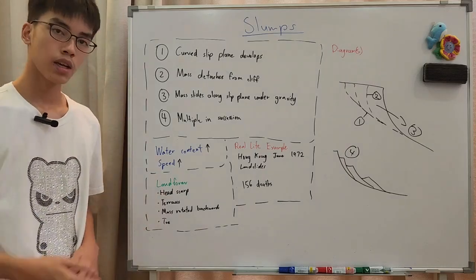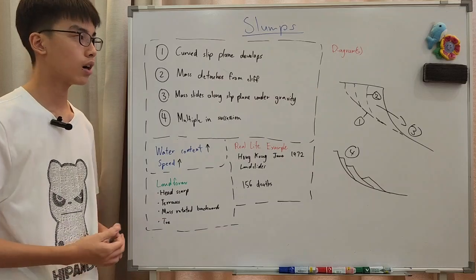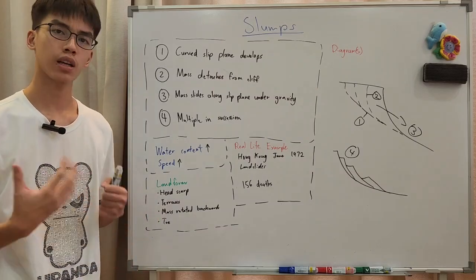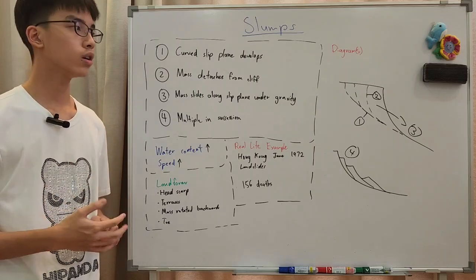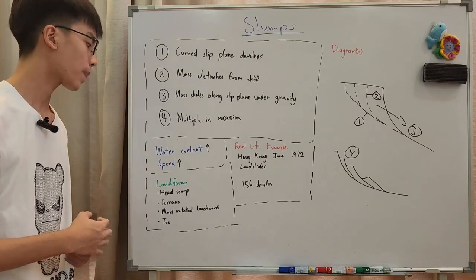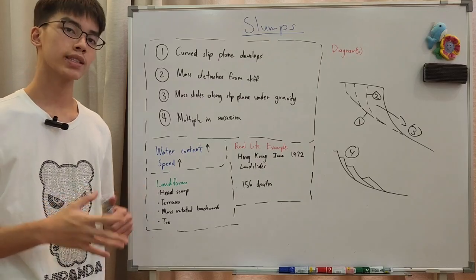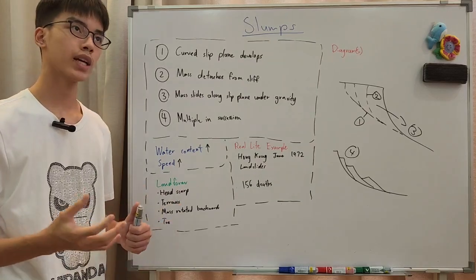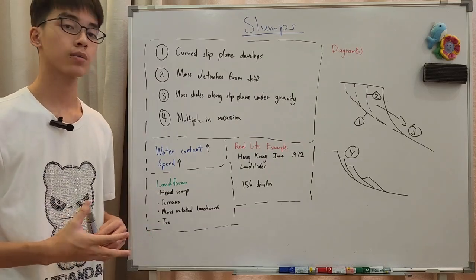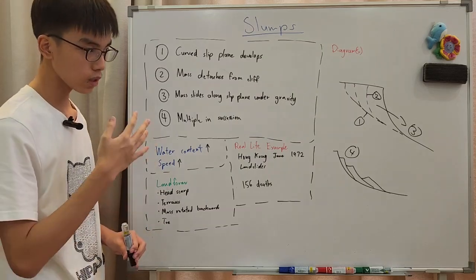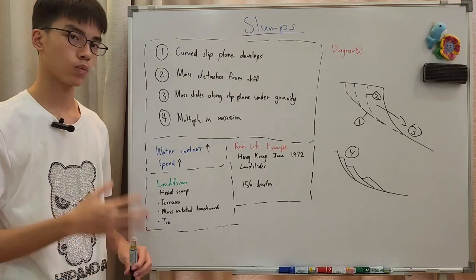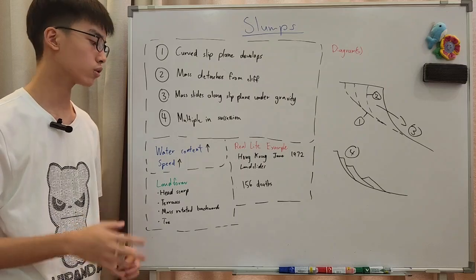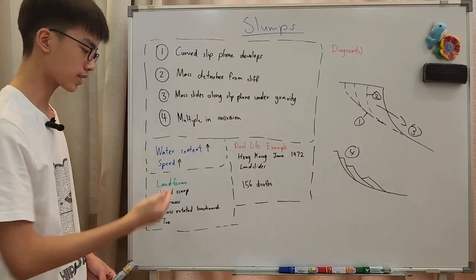And as for water content, it's generally higher than slides because your material that is slumping is usually mud and clay, which require more water to kind of get it moving. As for speed-wise, it's slower than slides, but relatively the same speed. But because it has more water, it's kind of acting similar to a flow, which increases the friction where it is moving. So there's less gravity and it adds in more friction. So your speed is lower than slides, but it's relatively the same.